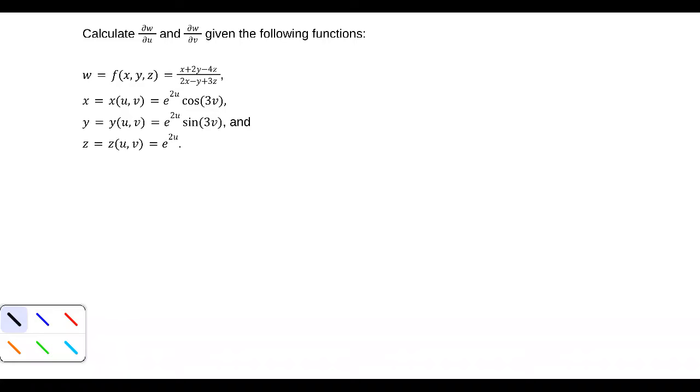x = x(u, v) = e^(2u) cos(3v). y = y(u, v) = e^(2u) sin(3v), and z = z(u, v) = e^(2u).